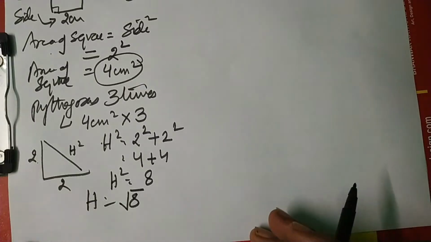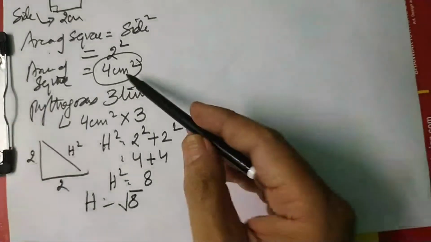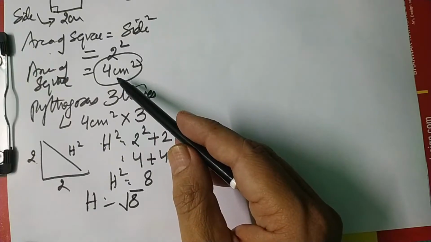Now 3 times if I apply, it will become 4. Anyone tell what will happen? I have to apply it 3 times. Means same number I have to multiply 3 times. It will become 32. How is it 32? And why is it 32? If I apply Pythagoras theorem 3 times, the answer becomes 32. Why?